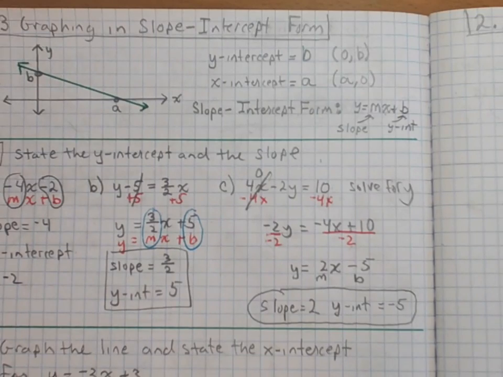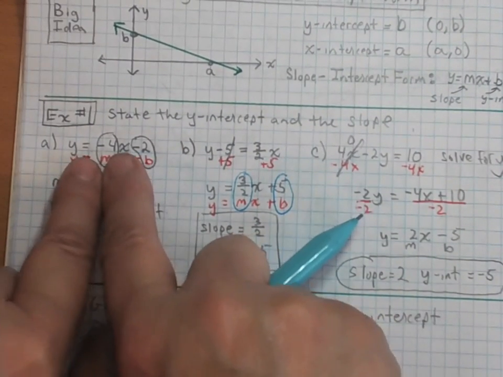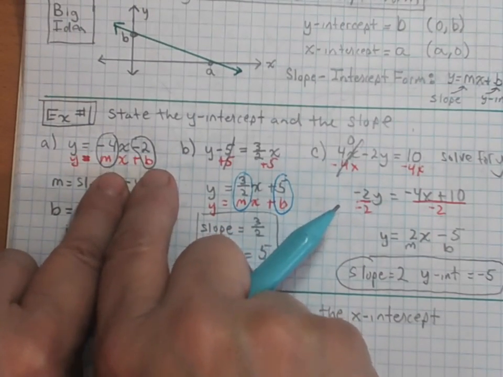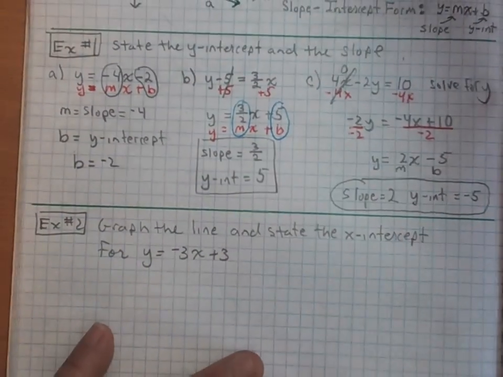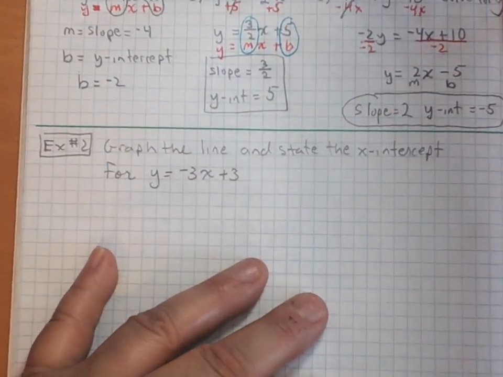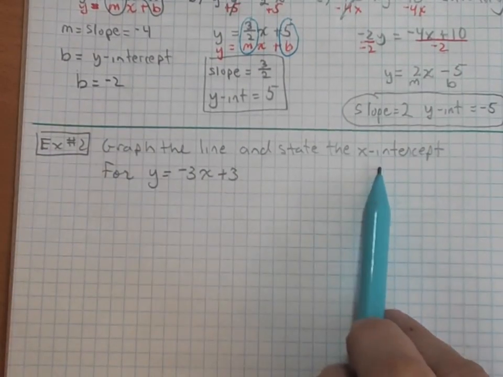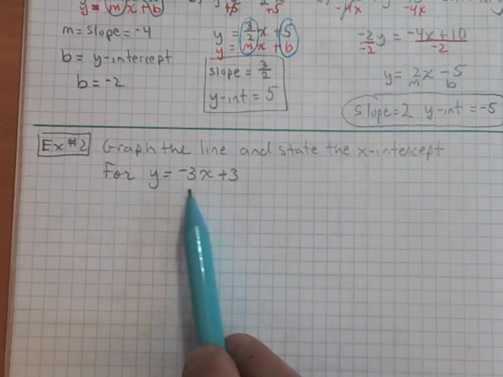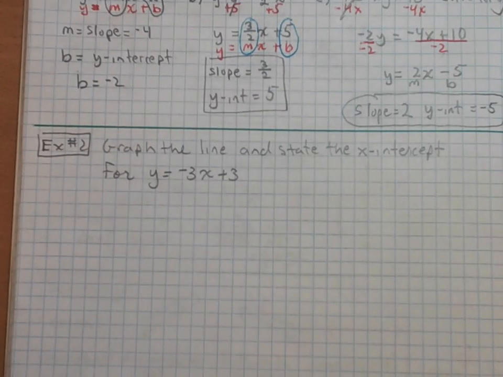All right, so let's put this all together. So first we just practiced, how do I read off the equation? How do I look at an equation and get important information that will help me with graphing? And now let's actually go through and graph a line. We're going to graph the line, and then we're going to figure out what the x-intercept is by looking at the graph. All right, so here's our equation. y equals negative 3x plus 3. So what does that tell us? So let's read off our information.